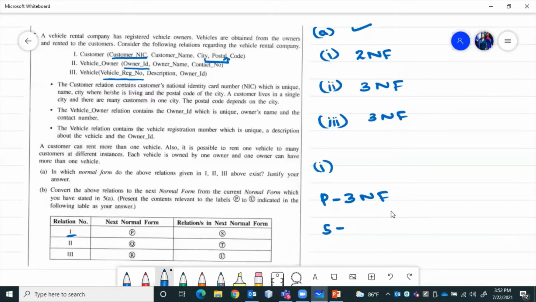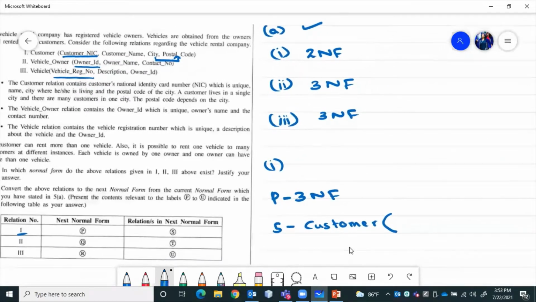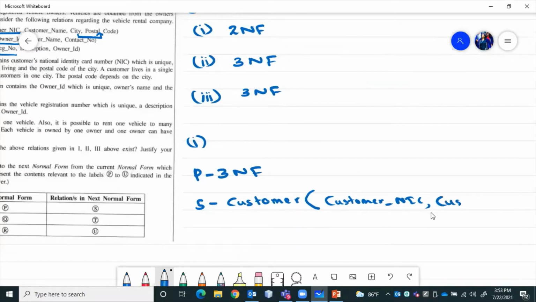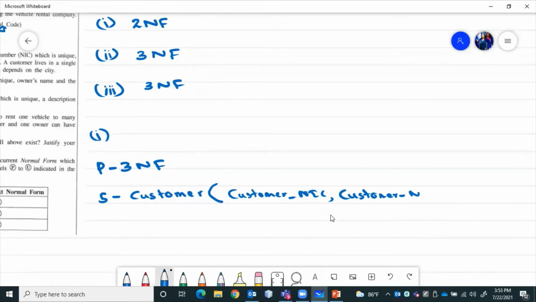Postal code is depending on the city. So we can have a customer relation. Use the exact terms that they have given. If they have given customer relation starting with a capital letter, use the exact terms. Customer, and then we have to give customer_NIC, they have used an underscore there. And customer name.